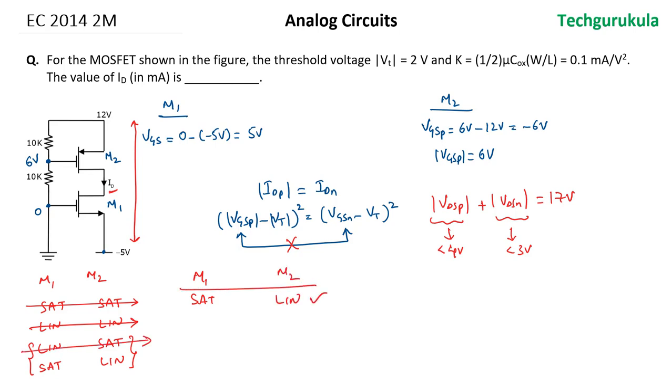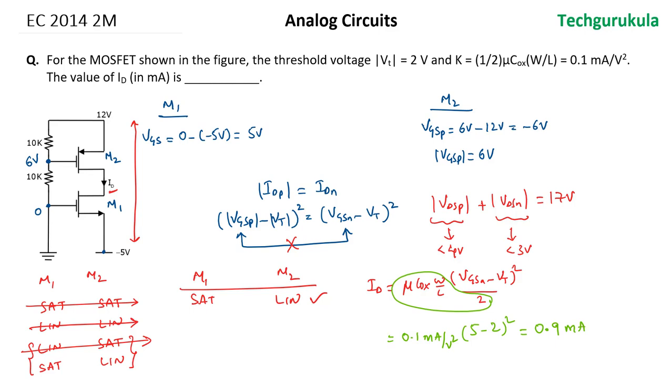In that case, we can write the current equation: ID is equal to mu Cox W by L times VGSN minus VT whole square over 2. Now this entire term is 0.1 milliampere per volt square times VGSN, which is 5, minus VT, which is 2, whole square. This is equal to 0.9 milliamperes. So the current ID will be equal to 0.9 milliamperes.